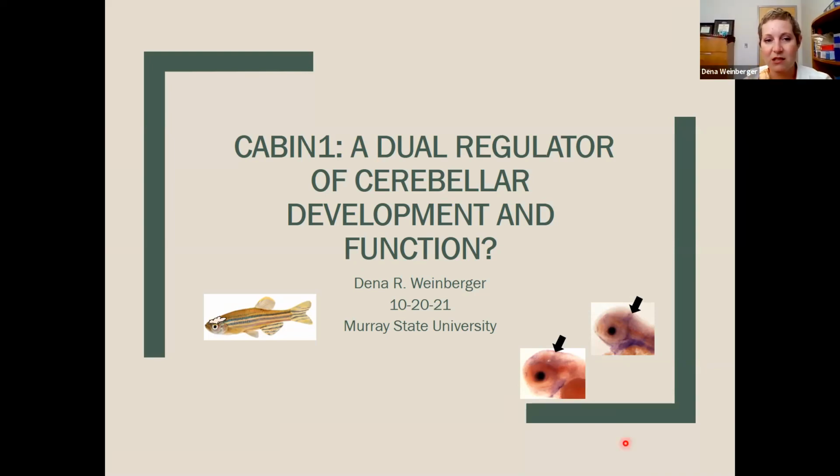Everything's good. All right. So I also work in zebrafish. My title: a dual regulator of cerebellar development and function, with a question mark. The goal of this is to remove the question mark. This is based off work I started as a grad student. These are some old pictures where you're looking at the gene expression in little baby fish, and we're focusing on this little region right here, which is the cerebellum. I analyzed other things with my graduate work and left that, and decided to come back to it.